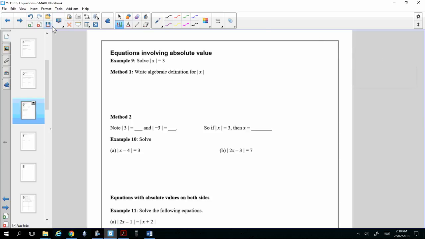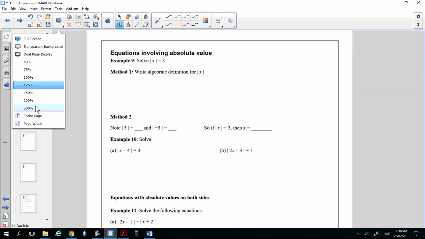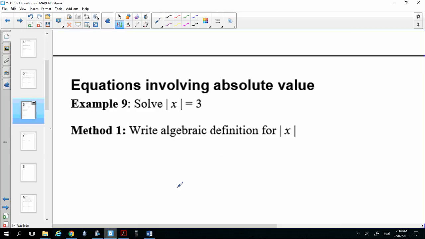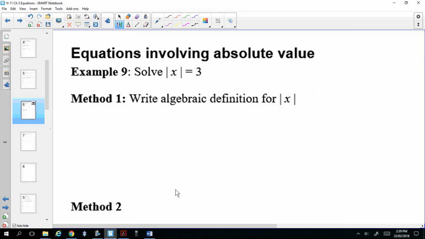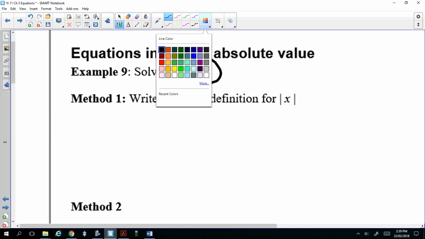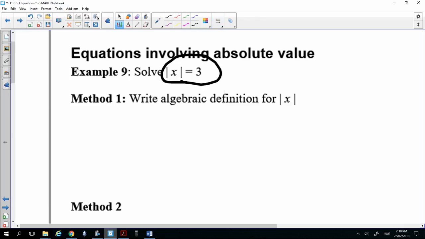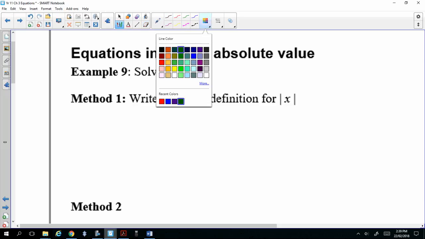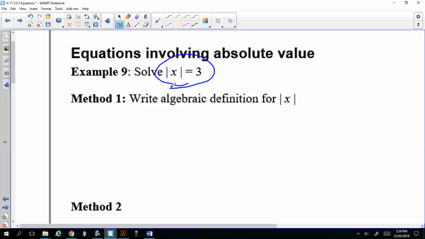So today we're going to learn how to solve equations involving absolute value. Alright, so to solve this, the absolute value is equal to 3. To do this, you have to use the definition of absolute value. Alright, so let's do this. So we want to solve this.